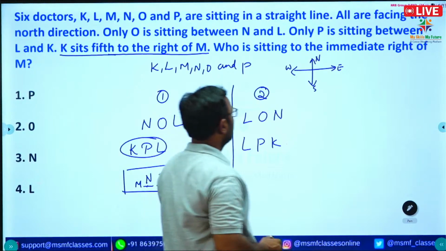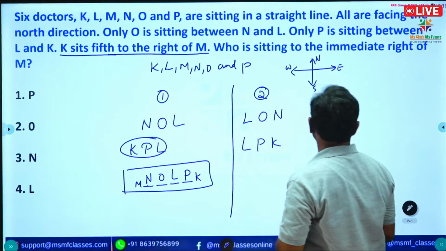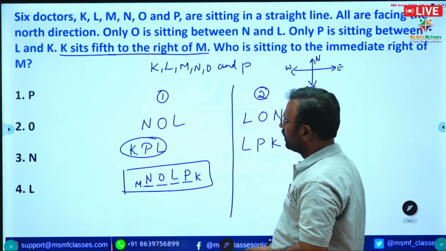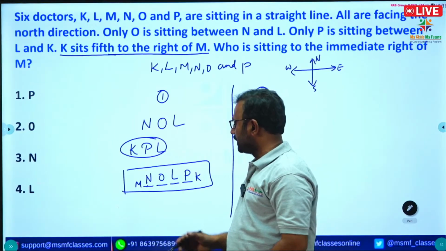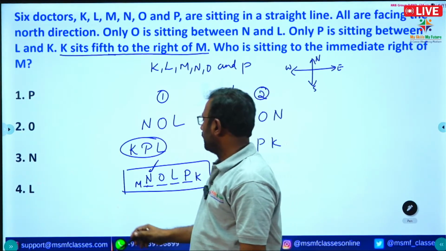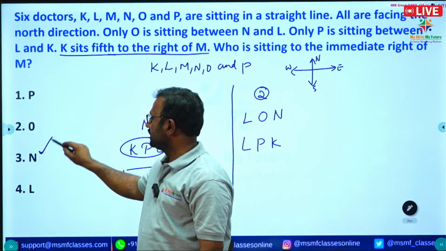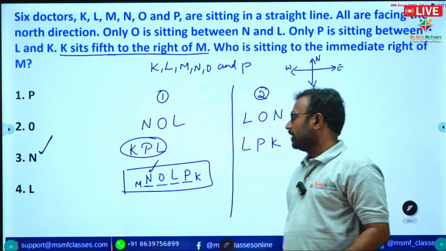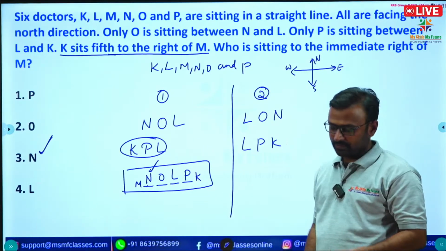So what is our question? Who is sitting to the immediate right of M? Who is sitting immediate right of M means N is sitting immediate right of M. Right, next question.